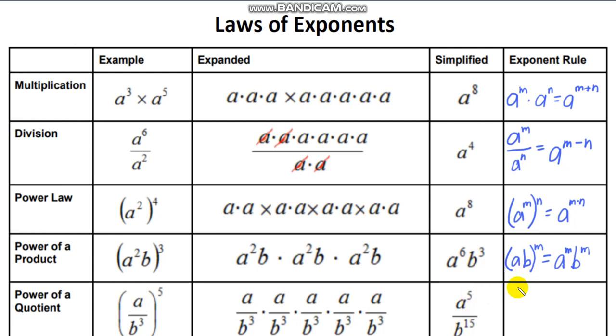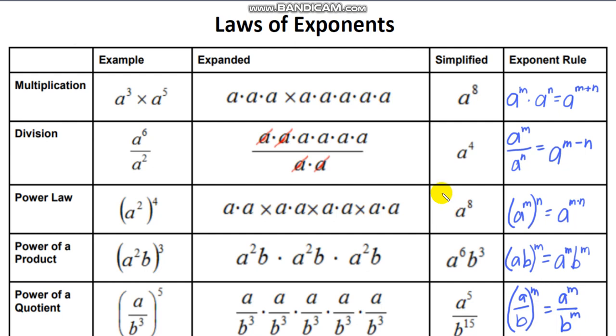So in other words, the rule that would go here is a over b, raised to the m power, is the same thing as a to the m divided by b raised to the m. Okay?